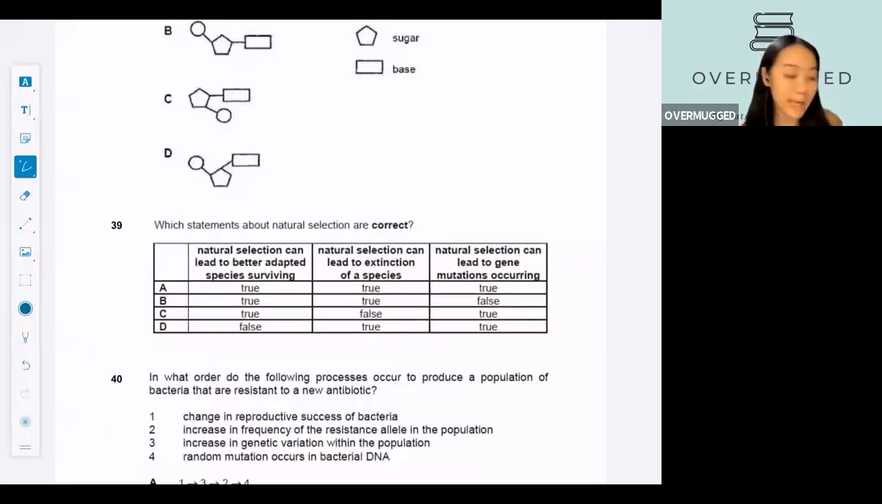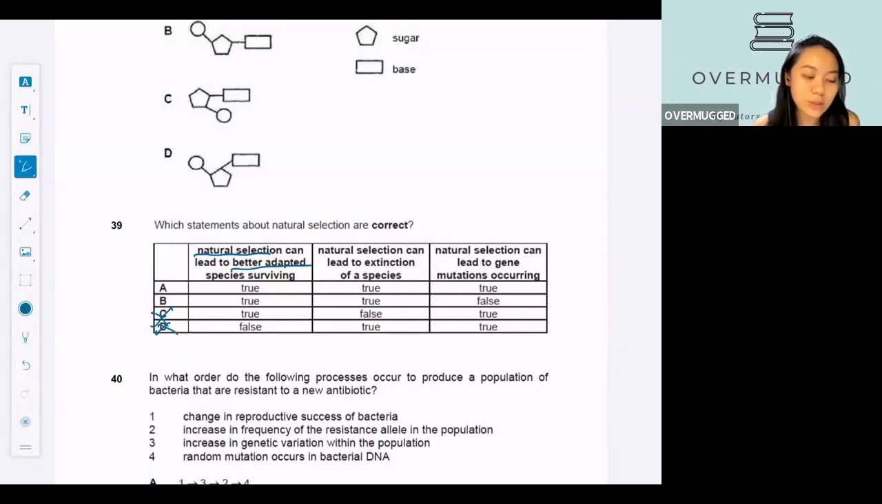Okay. For question 39, natural selection can lead to better adapting species surviving. So just now, as I mentioned, natural selection is selecting the better adapted one, right? The 8-meter tall and 10-meter tall giraffe. So it's true. Natural selection can lead to an extinction of a species. It is also true because between that 10-meter tall giraffe and 8-meter tall giraffe, the 8-meter tall giraffe will not be selected for. It will be selected against, which means that natural selection will think that it's not fit enough to survive in this environment where all the trees are 10-meter tall. So it is also true.